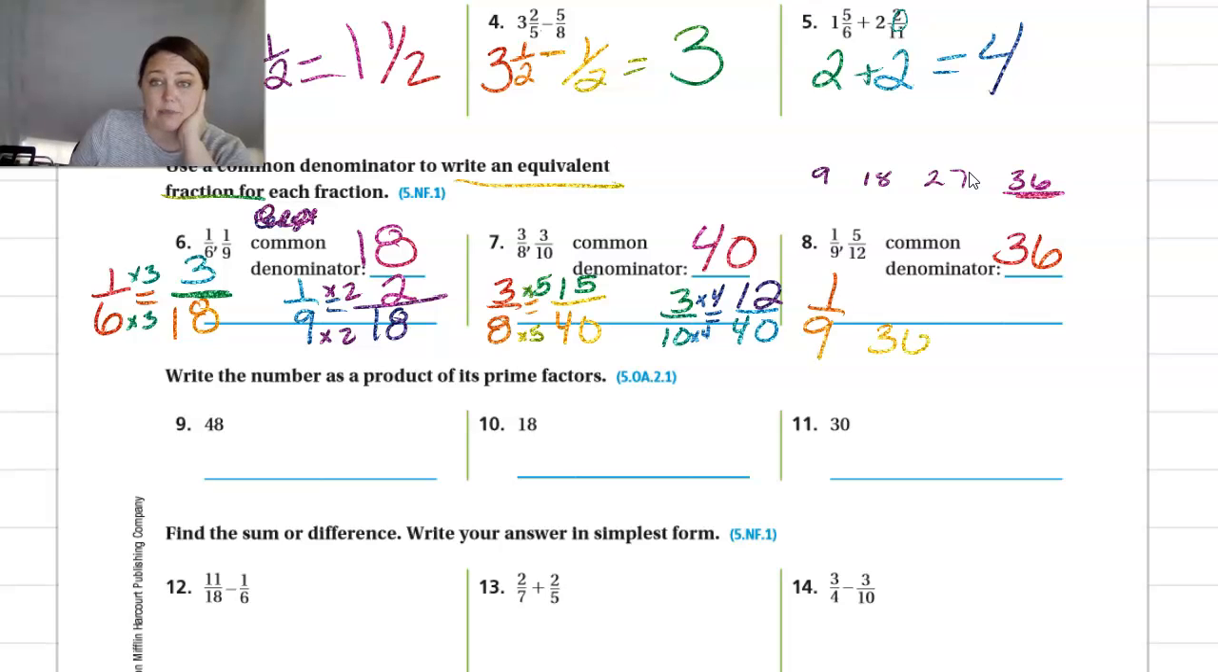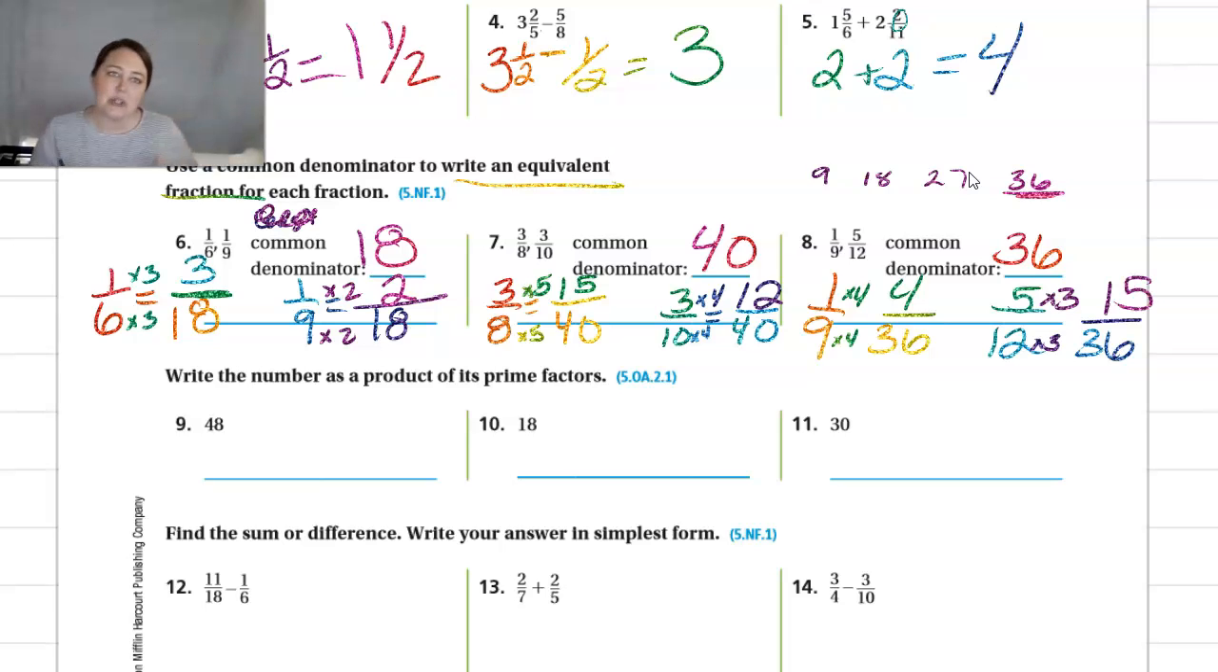1/9, how does it become 36? Well, 9 times 4 is 36. 1 times 4 is 4. 5/12, how does it become 36? Well, 12 times 3 is 36, so 5 times 3 is 15. Whatever I do to the bottom, I must do to the top.